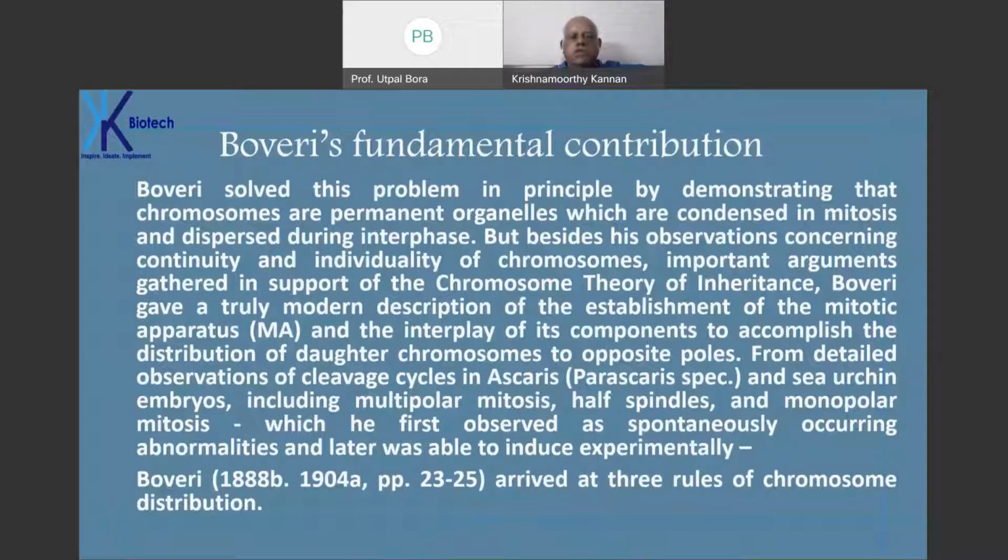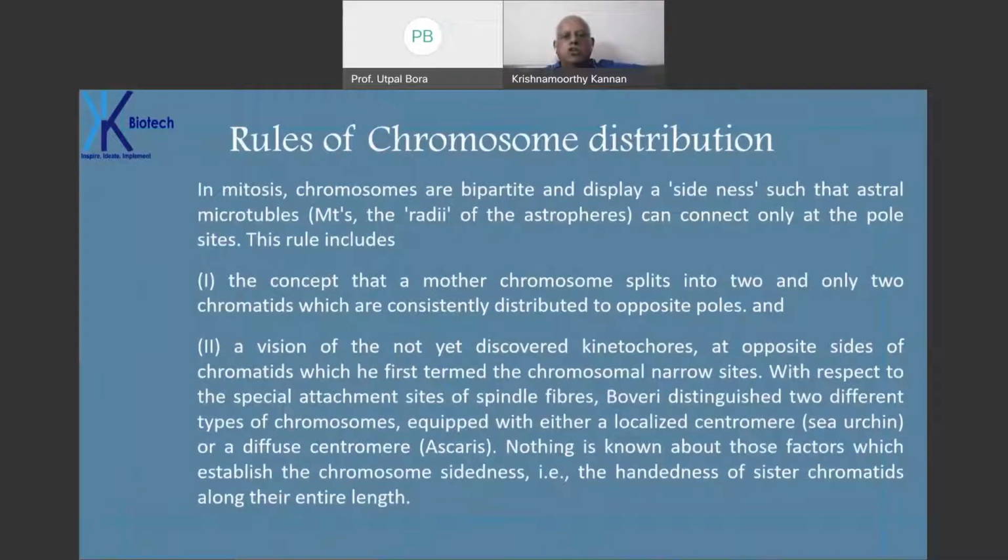From the detailed observation of cleavage cycles in Ascaris and sea urchin embryos, including multipolar mitosis, half spindles, and monopolar mitosis, which he first observed as spontaneously occurring abnormalities and later was able to induce, Boveri arrived at 3 rules of chromosome distribution. In mitosis, chromosomes are bipartite and display a sideness such that astral microtubules, whatever today we talk about in chromosome architecture, that man had identified astral microtubules, the radii of the astrosphere, can connect at the pole side.